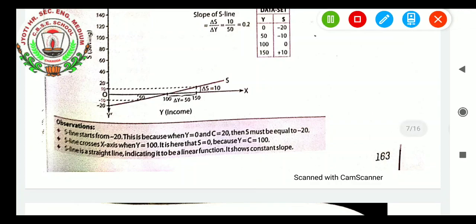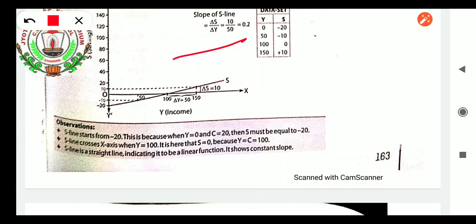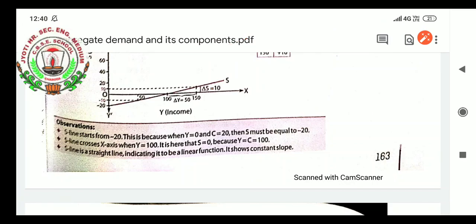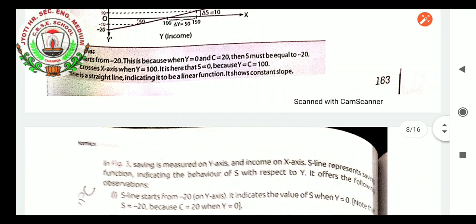Slope of S line, please remember the formula, that is change in S upon change in Y. The slope of the S line is also known as marginal propensity to save. What is it also known as? Marginal propensity to save. Whereas S upon Y shows average propensity to save. What I said, it shows average propensity to save.